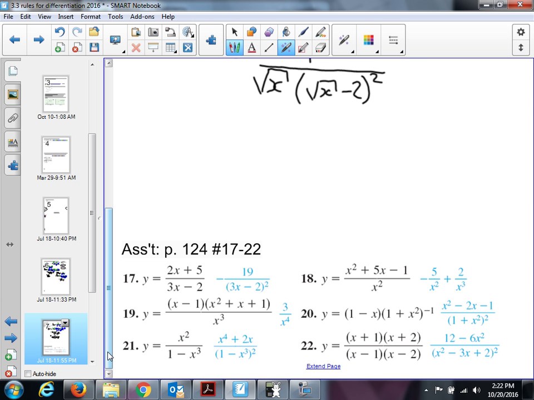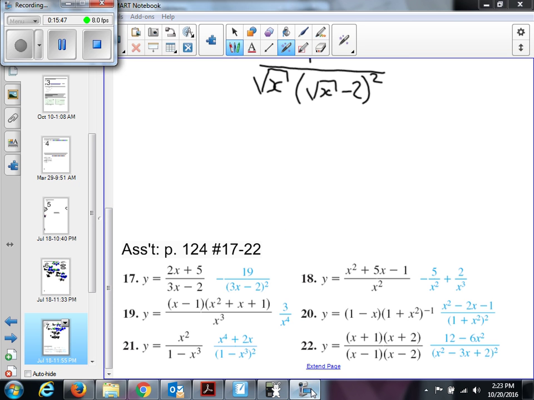Now, I want you guys to try these assignment questions, 17 through 22. There's the answers. They're in faint blue, so hopefully they printed out fine for you guys. Do your best. If there's any problems, consult someone else in the class. And I will be back on Thursday, so save anything there, but try your best, okay? Over and out.